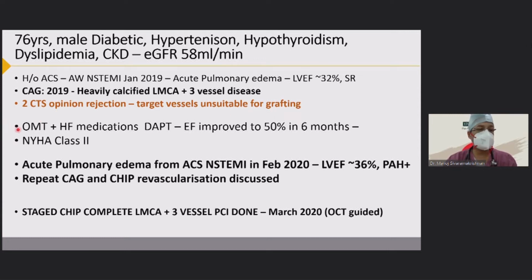So he continued on optimal medical treatment and heart failure medications, and the ejection fraction improved from 32 to 50% in 6 months' time, and he was in NYHA class 2. Subsequently, he had acute pulmonary edema, NSTEMI in February 2020, and a year later the ejection fraction again came down to 36% with pulmonary artery hypertension. Therefore repeat angiography and CHIP PCI revascularization was proceeded with, as the cardiothoracic surgeons had already denied any CABG surgery.